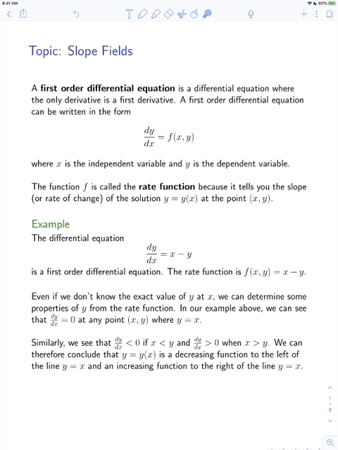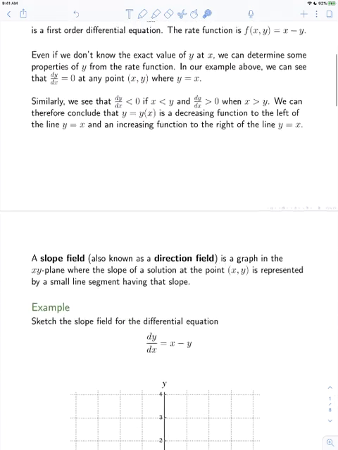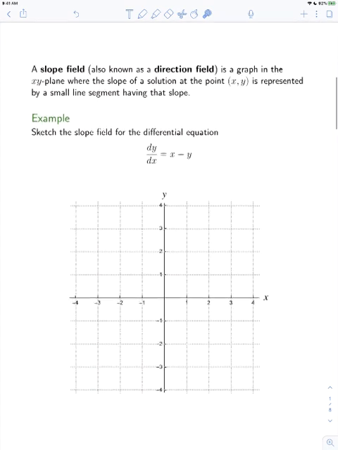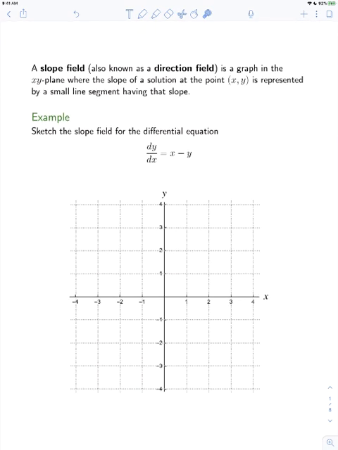Okay, so this allows us to draw something called a slope field, also known as a direction field. This is a graph in the xy plane where the slope of a solution at a given point is represented by a small line segment having that slope. So let's sketch the slope field for the example that we're looking at, dy/dx equals x minus y. Here we have an xy plane, or at least a portion of it.